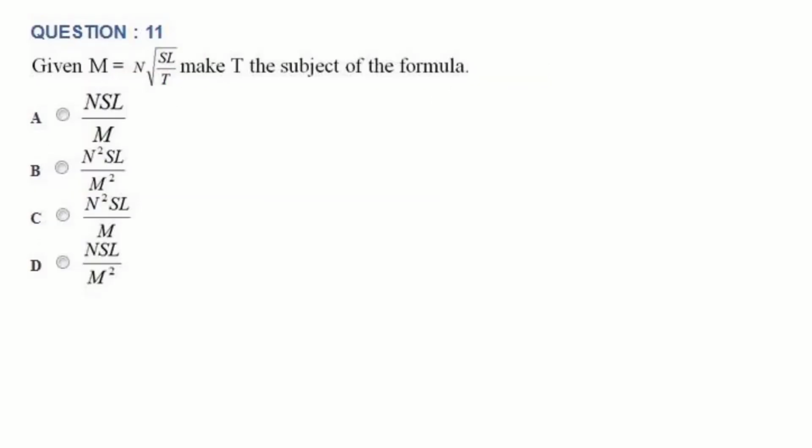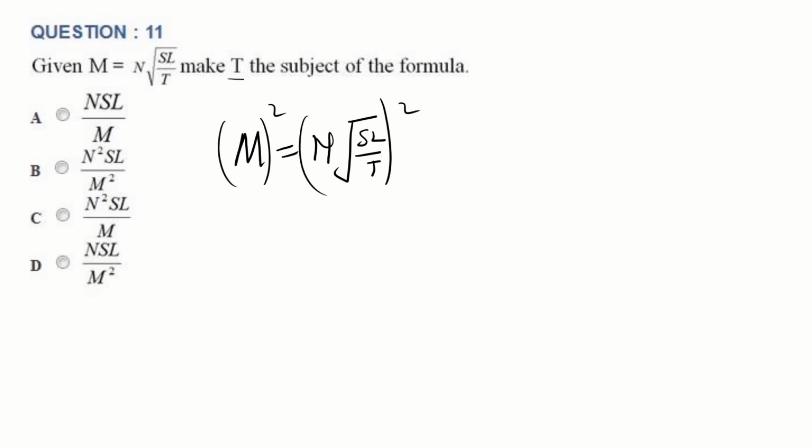Here we have a question on change of subject of the formula, and we are given our formula m, which is defined as the nth root of SL divided by t, and then you have to make t the subject of the formula. So let's write this. We have m which equals the nth root of SL over t. One best way to approach this is to take the power of both sides. So taking the power of this, we have m to the power n equal to SL over t.